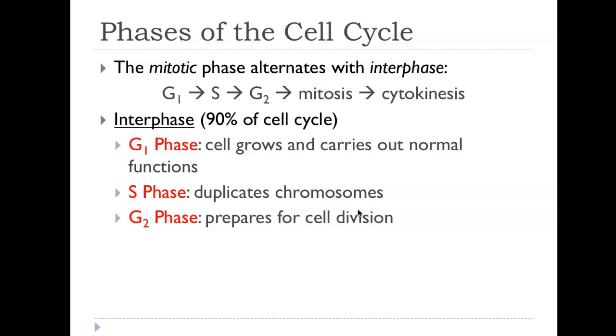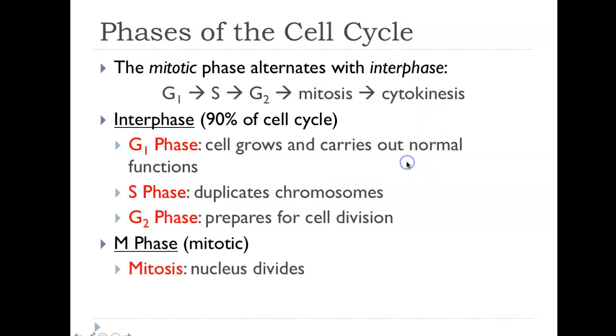Pause if you need to. If I asked you which part of the cell cycle the cell is in for the most amount of time, you would say interphase. And if I asked you what are the three parts of interphase, you would say G1, S, and G2. Mitosis is not part of interphase. Mitosis is where the nucleus divides and then the cytoplasm divides, and then the cell becomes two different cells.